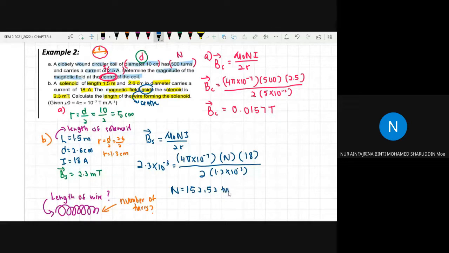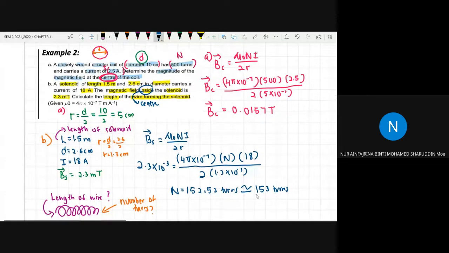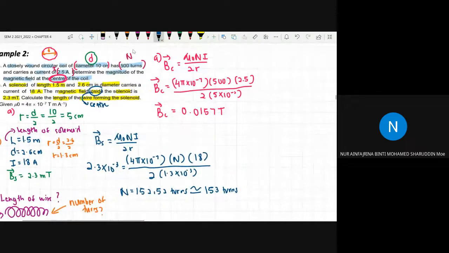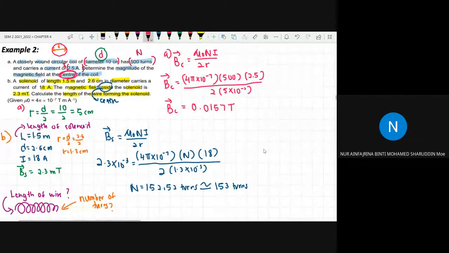152.52 turns. But the number of turns, we are going to make it a whole number. So it will become 153 turns. Okay. So now it says we have 153 turns. Right? Alright. So now we want to find one turn of wire. How much wire is needed for one turn? Okay. How much wire is needed for one turn?